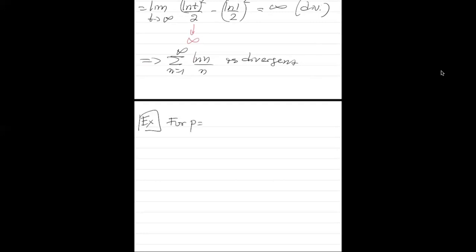For which p is the series, the sum of 1 over n to the power p from 1 to infinity, convergent? Let's explore the different possibilities for p. If p is negative, we have the limit of 1 over n to the power p, and that goes to infinity. Think about the first case, p negative: 1 over n to a negative power is n to a positive power, so that goes to infinity.